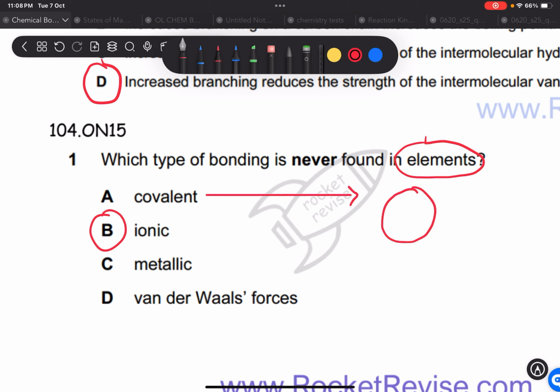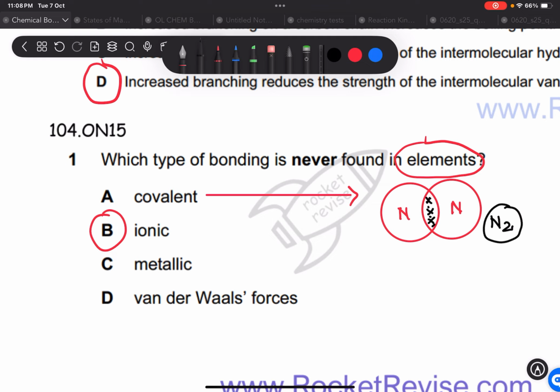Nitrogen and nitrogen, they form a triple covalent bond with each other like this, which forms N2, and N2 is gonna be a molecular structure, so it's gonna have van der Waals forces.